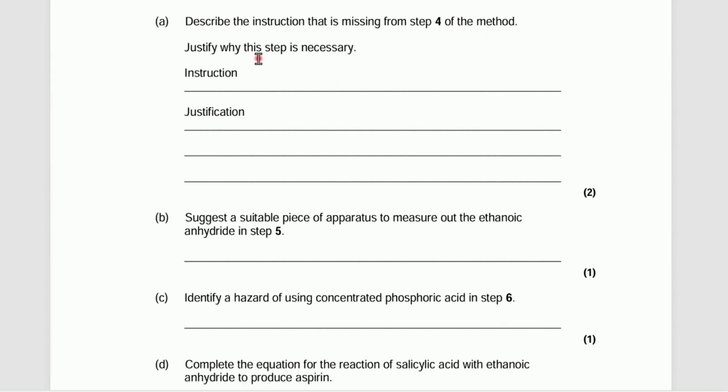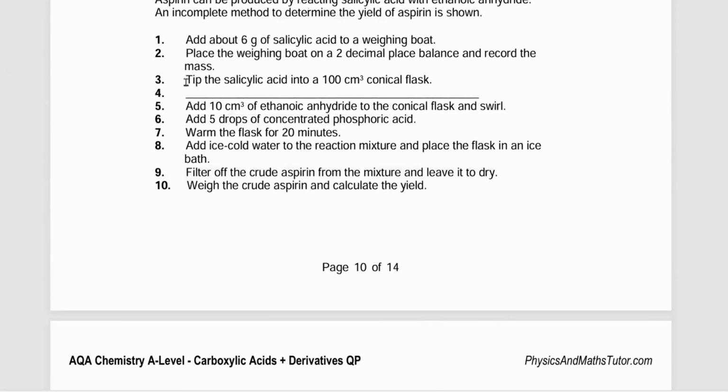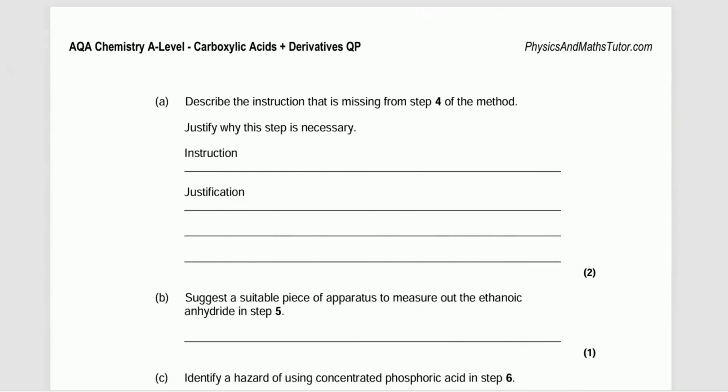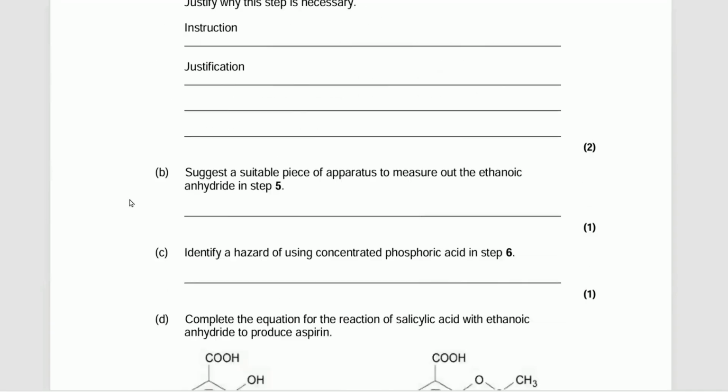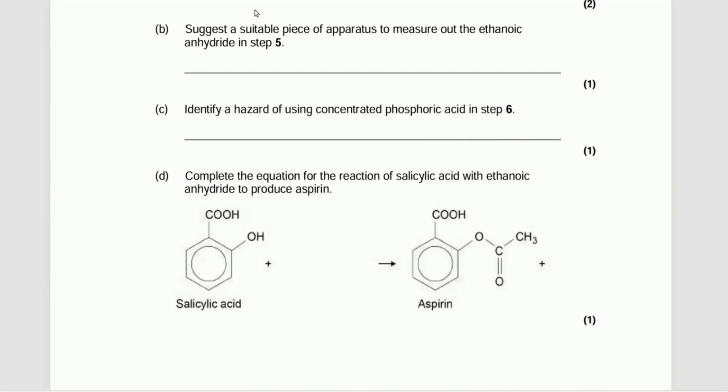Right, A, describe the instruction that is missing from step 4 of the method. Why is this step necessary? So what should have happened after you weigh something and tip it into a flask? What should you do next? You should re-weigh the weighing boat or the crucible or whatever you've been weighing in. You need to re-weigh it so that you can get an accurate calculation of the amount of mass you've actually added. You might have weighed out 6 grams, but by the time you tip it in, maybe only 5.98 go into the flask. That's because you'll leave like 0.02 or 0.002 or whatever behind.